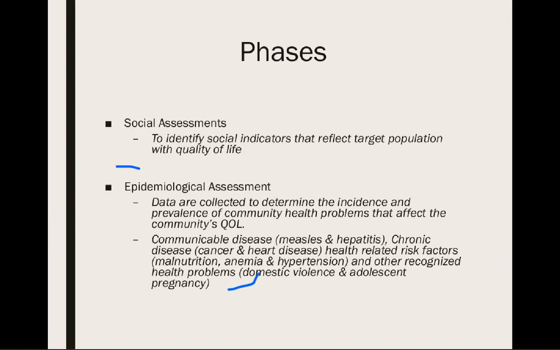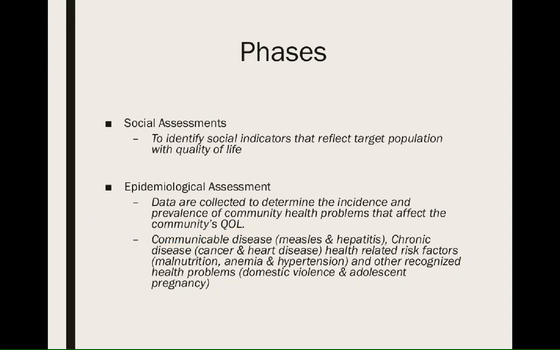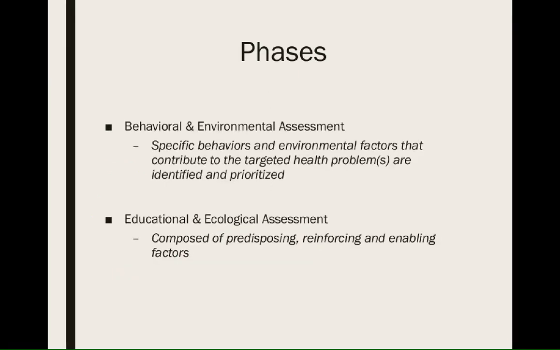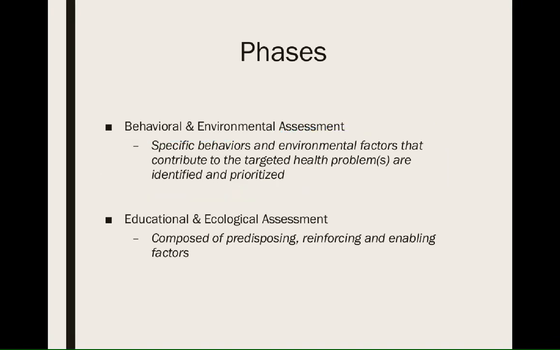So in this phase, we identify type of disease there. Next phase is behavioral and environmental assessment. Specific behavior and environmental factors that contribute to the target health problems are identified and prioritized. Sama macam yang model sebelum ni juga. Kenal pasti apa behavior dia menyebabkan dia berpenyakit tu. Contoh tadi obes kan, tengok balik macam mana pemakanan dia.